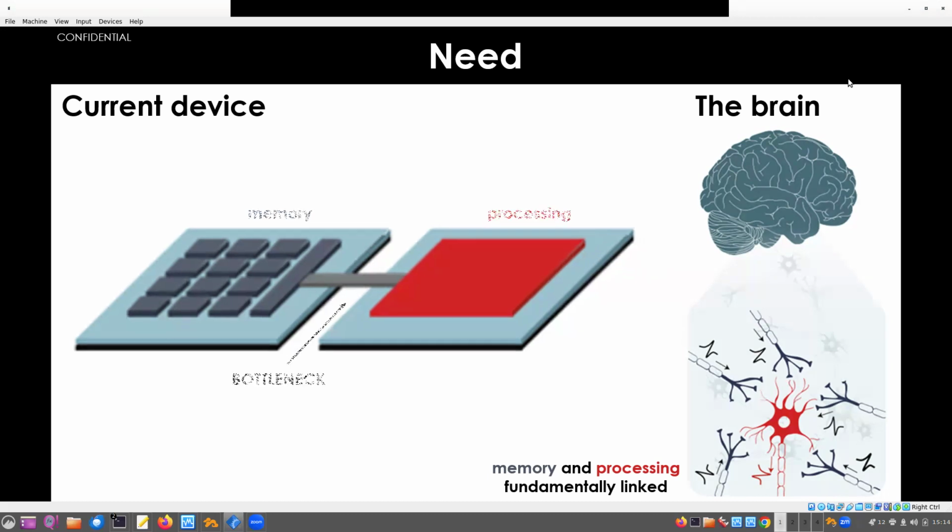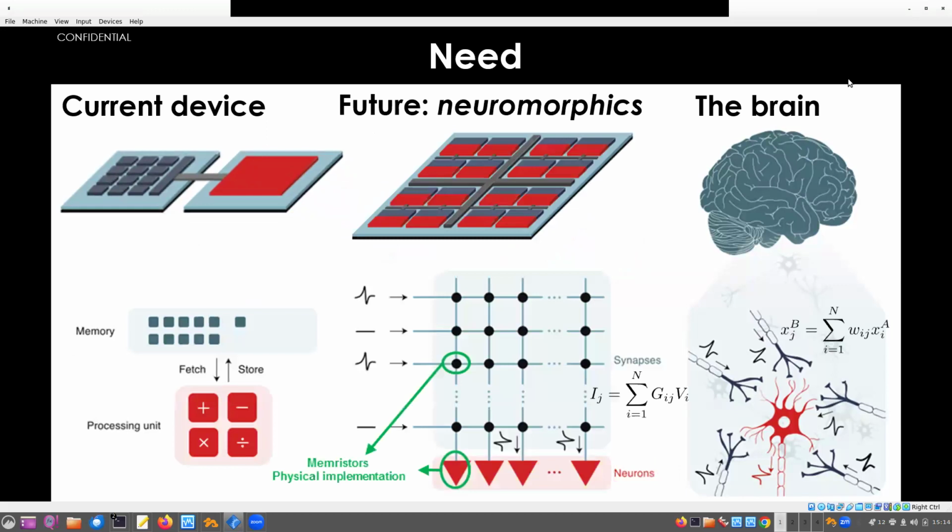The whole idea of neuromorphic computing is to mimic the biological brain in a chip. So you would have the memristors there as synapses, and then you would have neurons, and you could have the processing and the memory in the same place. And then you don't need this fetching and storing of the data back and forth.